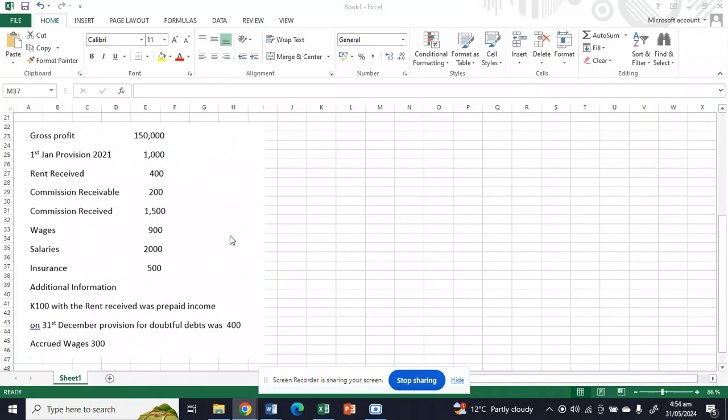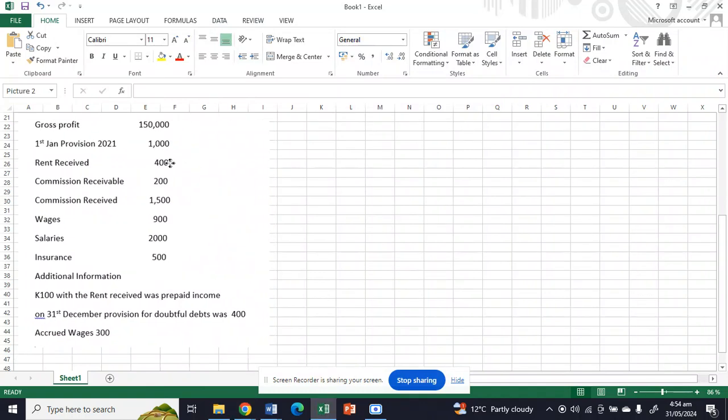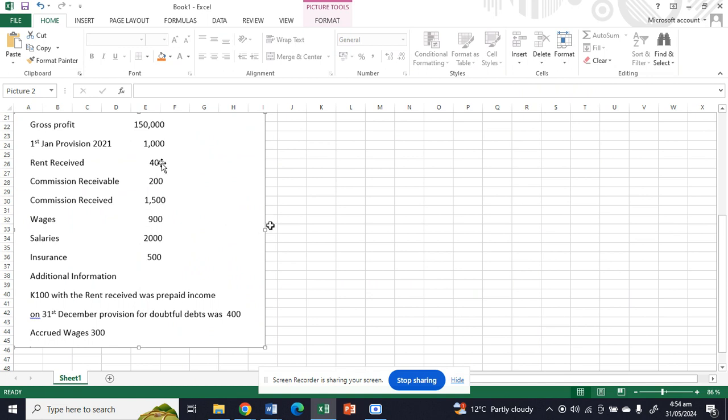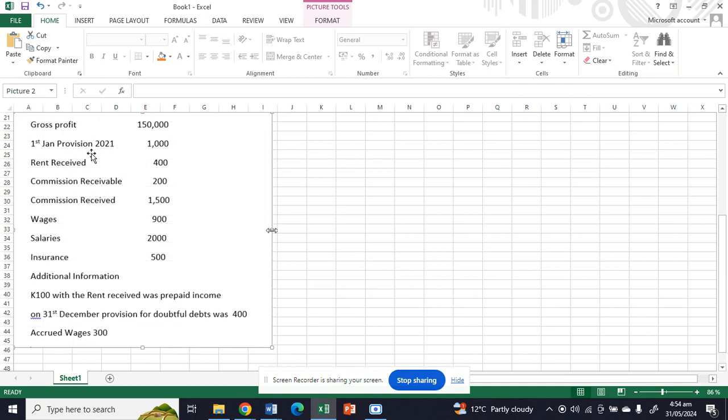All right, so we've been given information here and want to make a statement of profit or loss. So we've been given the gross profit, provision for doubtful debts, rent received, commission received, wages, salaries, insurance. Then we've got additional information here. 100 kwacha within the rent received was prepaid income. On 31st December, provision for doubtful debts was 400 kwacha, and we have accrued wages of 300.